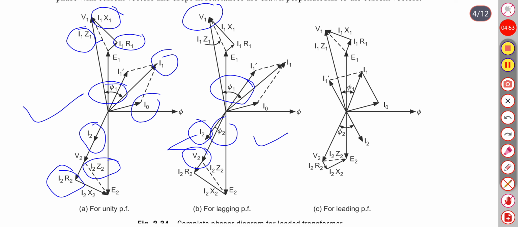When the load is capacitive, the power factor between I1 and V1 will remain the same, but in case of secondary voltage and current, the power factor will be different because the load is capacitive and the power factor is leading.